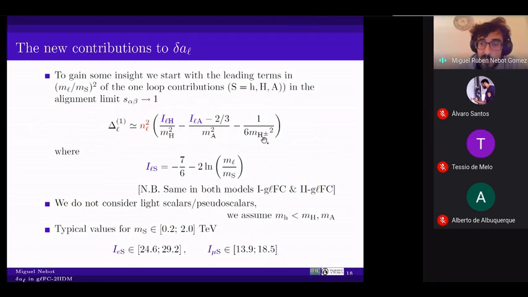So now we have at one loop this kind of contribution from a neutral scalar, pseudoscalar, and charge scalar. The typical values arising from these loop functions in this limit, in the leading contributions, are of the order of 20-something, or around 14 to 18, for the case of electrons and the case of muons, when you take these scalars in this wide range. So there is not much room for variation of these functions.